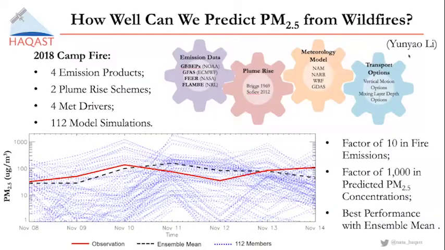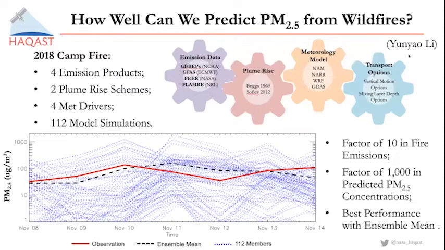So I want to switch gears to natural source emissions. Anthropogenic emissions have been a focus. However, as our air quality improves, we are going to see less and less emissions. But on the other side, natural source emissions actually are increasing pretty much across the Western United States, including dust and wildfires.